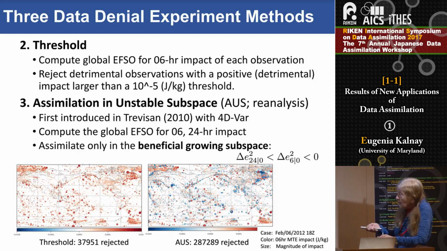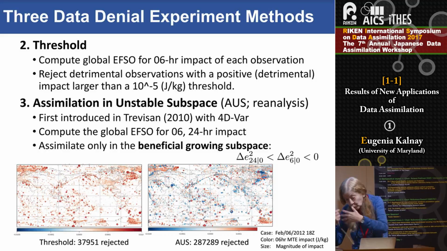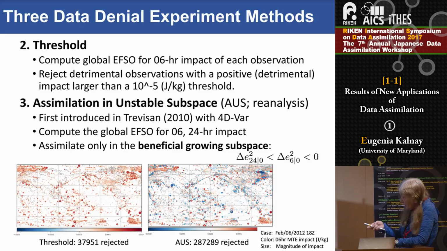these are all the observations that he rejected using the threshold method, saying just the 6-hour observations have the wrong sign and are larger than a certain amount. And here he just checked whether the 24-hour errors produced by an observation were larger. Okay, so the results that he got are very, very encouraging.